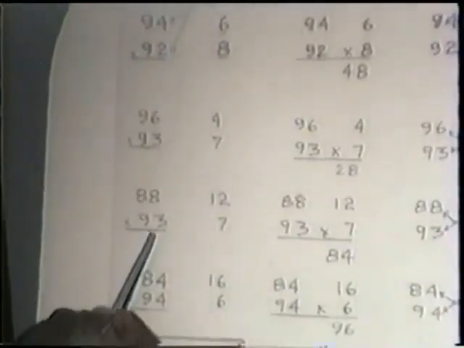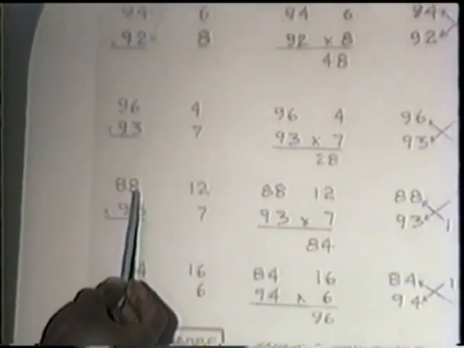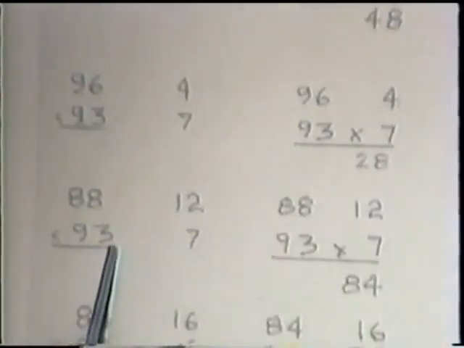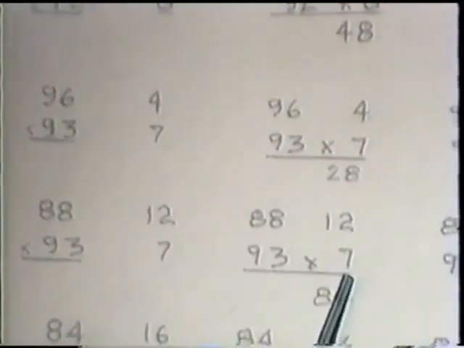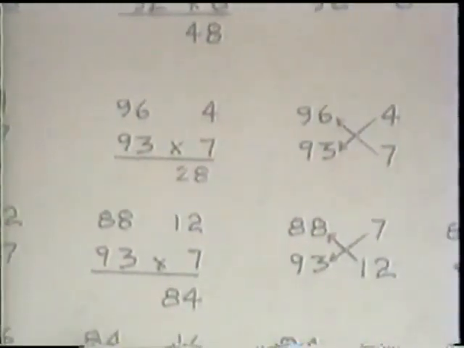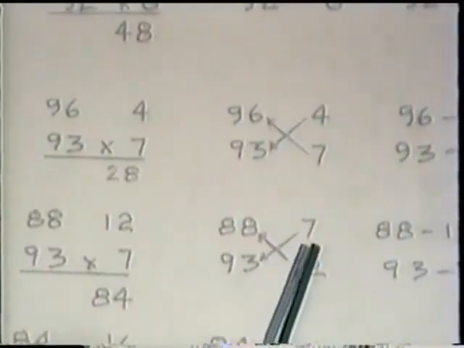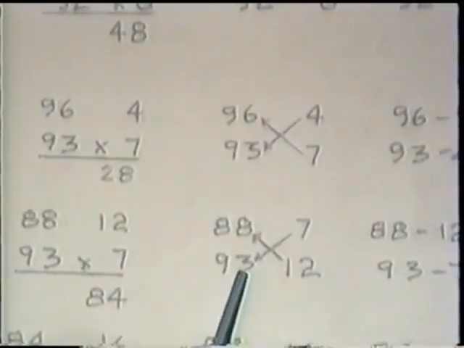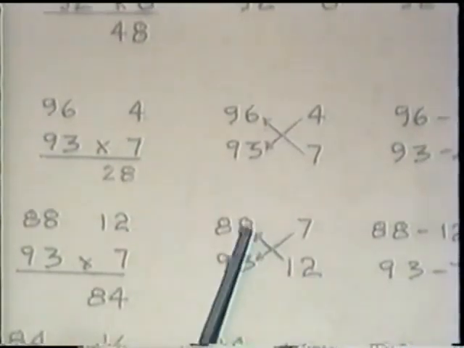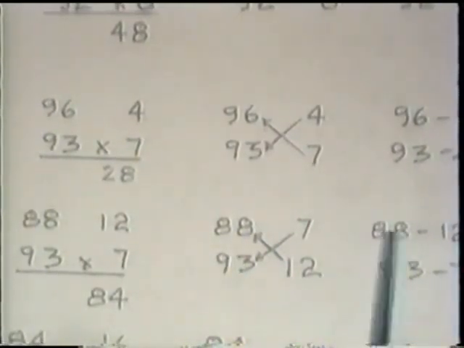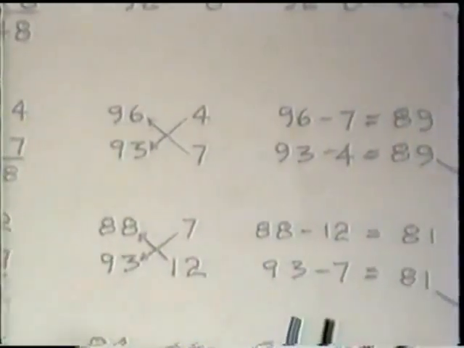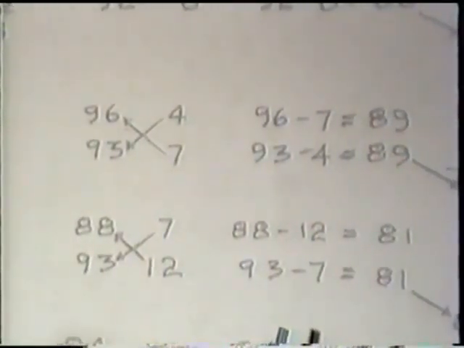Complementary multiplication, 93 times 88. How far is 88 from 100? 12. How far is 93 from 100? 7. 7 times 12 is 84. Next, in the third step, we cross subtract. 7 from 88 and 12 from 93. Do you have it? Do you see it? I hope you're following all of this. Now look at this. What are we going to do here? We're going to do 7 times 12, which is 84.